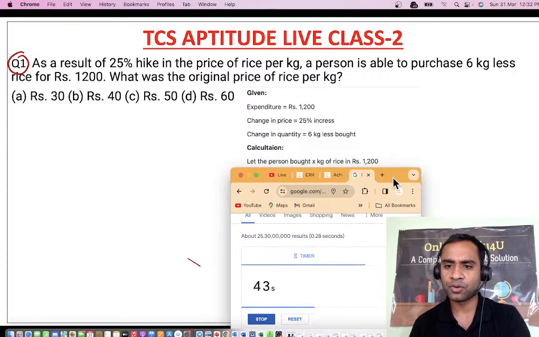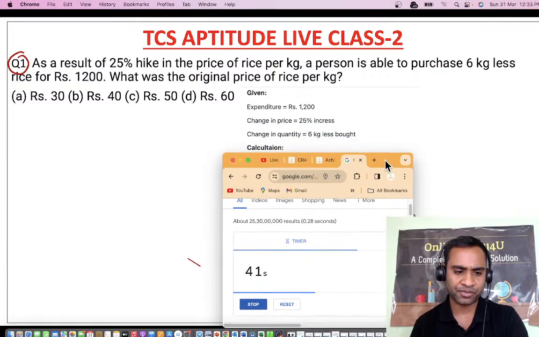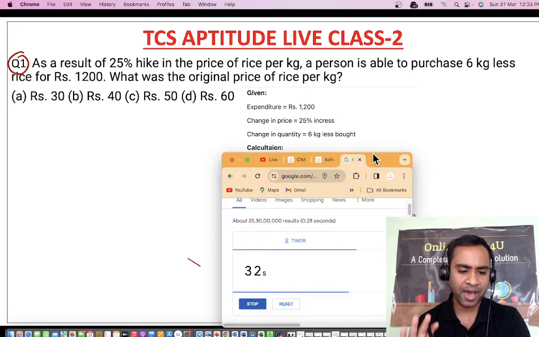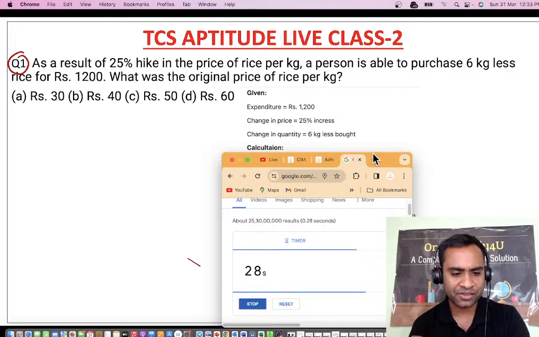This solution is already here, such a big solution, and I will tell you the tricks for this. Bharat asks, sir, could you teach aptitude from scratch, I don't know even the basics. Bharat, definitely I will teach you from the basics. For that you need to join our TCS NQT crash course. Here we are doing it from the basics.